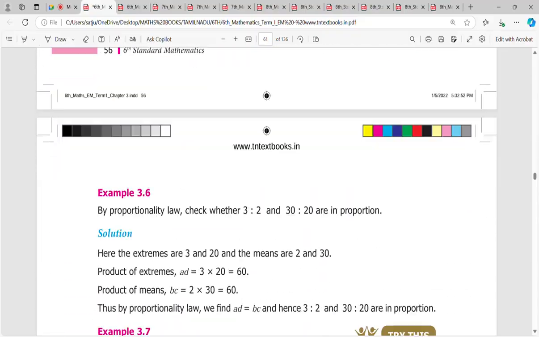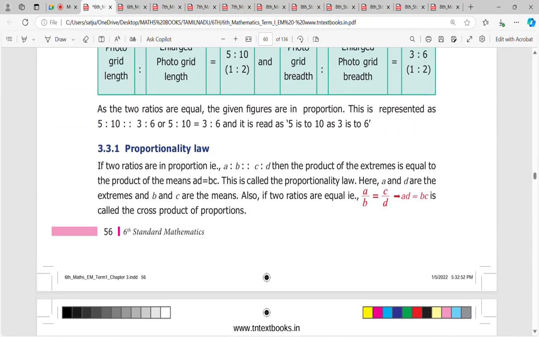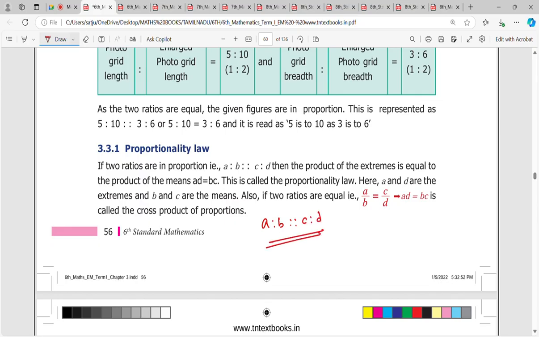One simple thing we will see here. Yes, this is nothing but the proportionality. Two ratios are said to be in proportion. This can be written as A by B equal to C by D. Then cross multiplying, you will get AD equal to BC. These two points you can call as the extremes. These two points you can call as the means.